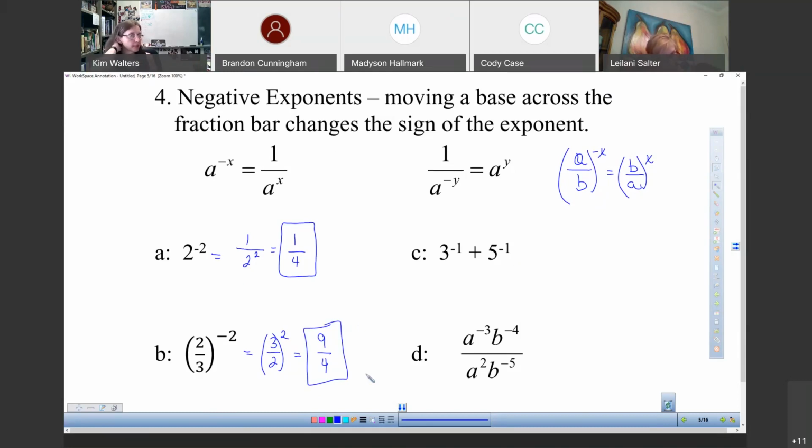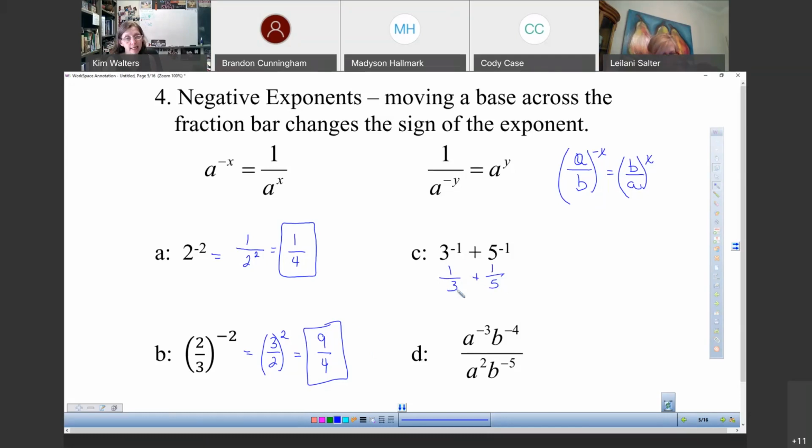All right, let's look at part C here. I have 3 to the negative first plus 5 to the negative first. I have to do these in pieces. So 3 to the negative first becomes 1/3, or 1 over 3 to the first. 5 to the negative first becomes 1/5, or 1 over 5 to the first.